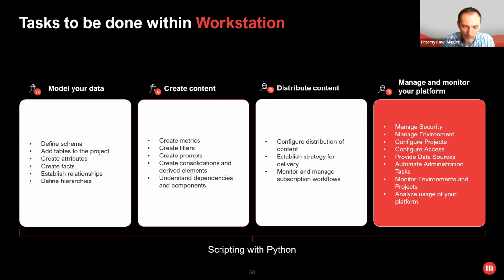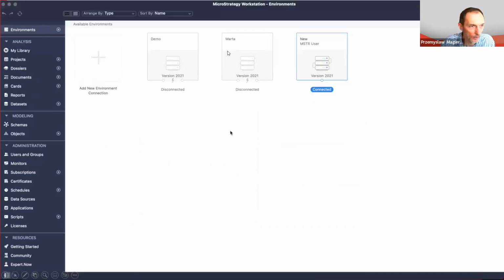MicroStrategy did it because, of course, Python is so popular, right? It's getting more and more users, and people know how to use that, right? So why not use this as a means to automate things, for example? And how it can look like, let me maybe show you an example.